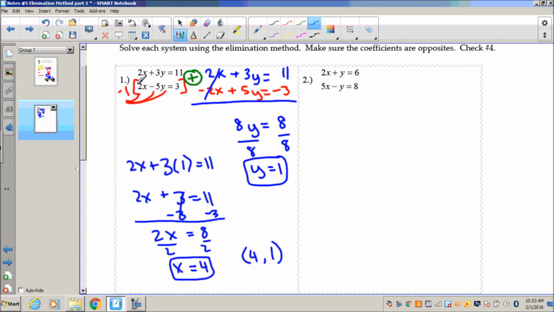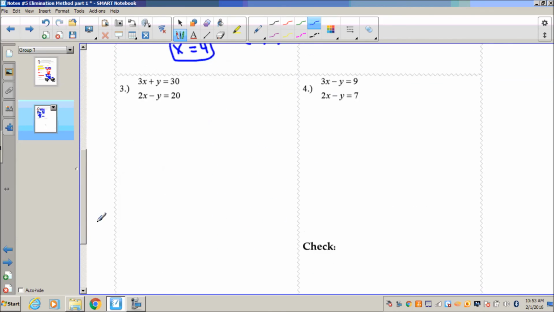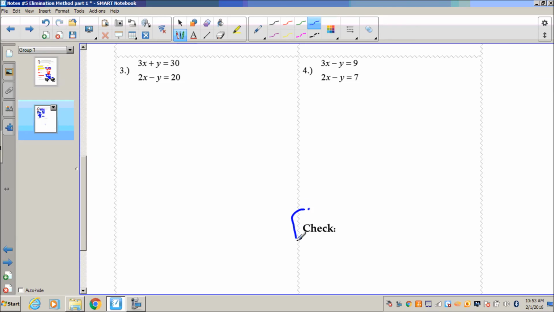So again, step 1, I make sure that the variables are lined up. In this case, I had to multiply the second equation by negative 1 to get them to be opposites, and then I added them together. So please try examples 2 through 4. When you get to example number 4, it's going to ask you to do a check, which you know how to do. If you have any questions, please make a note of them and bring them to class.